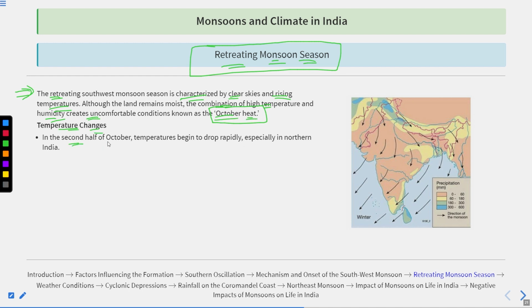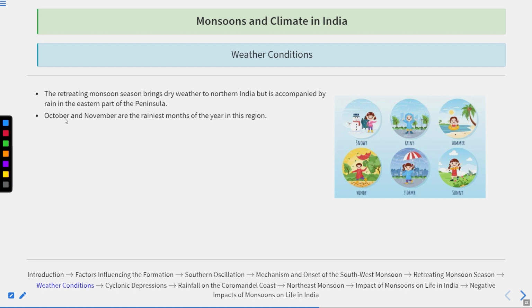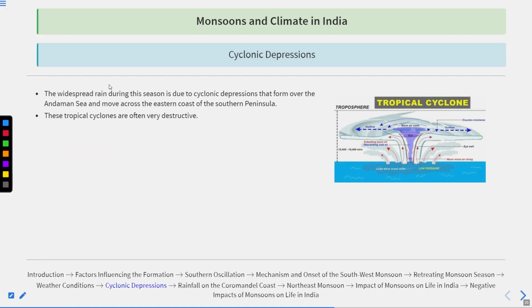Temperature changes. In the second half of October, the temperatures begin to drop rapidly, especially in the northern Indian parts. The retreating monsoon season brings dry weather to northern India, but it is accompanied by rain in the eastern part of the peninsula. October and November are the rainiest months of the year in these regions.